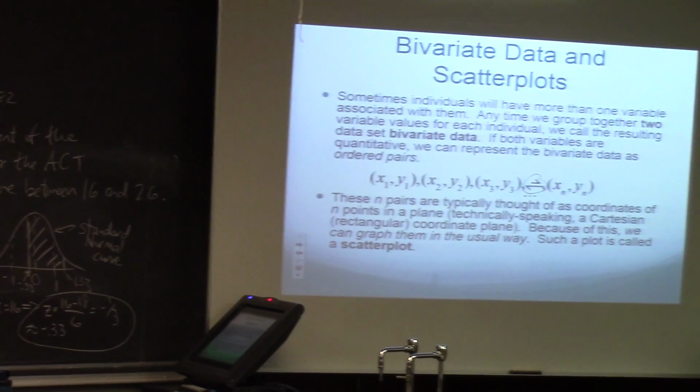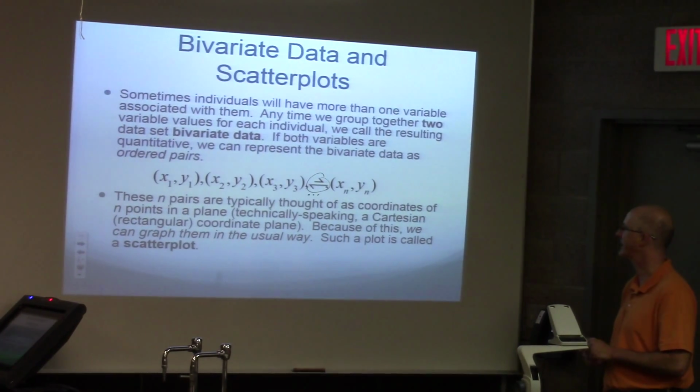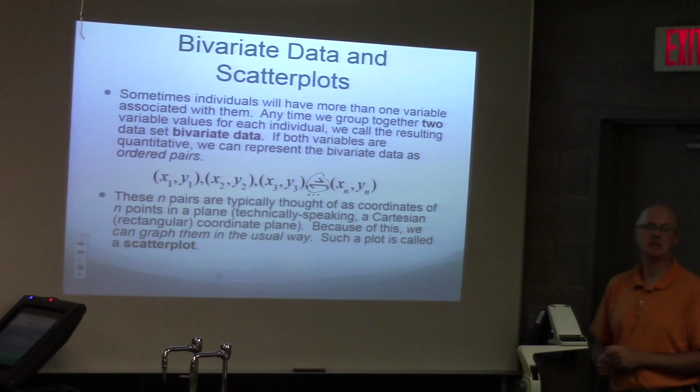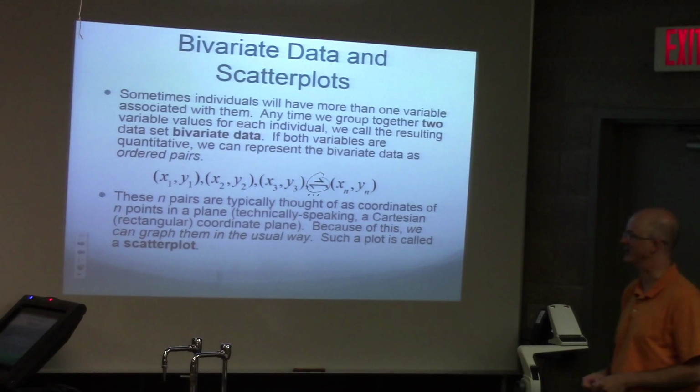Technically speaking, they're called the Cartesian or rectangular coordinate plane, and these are rectangular coordinates. Because of this, we can graph them in the usual way that you're used to. No polar coordinates here, okay? The usual kind of way. Such a plot is called a scatterplot.